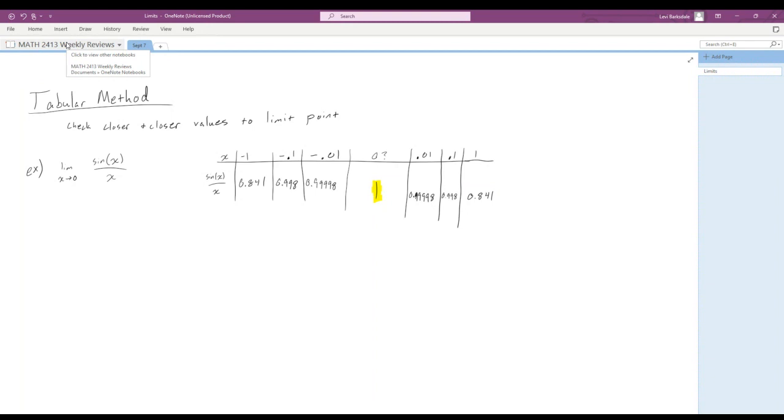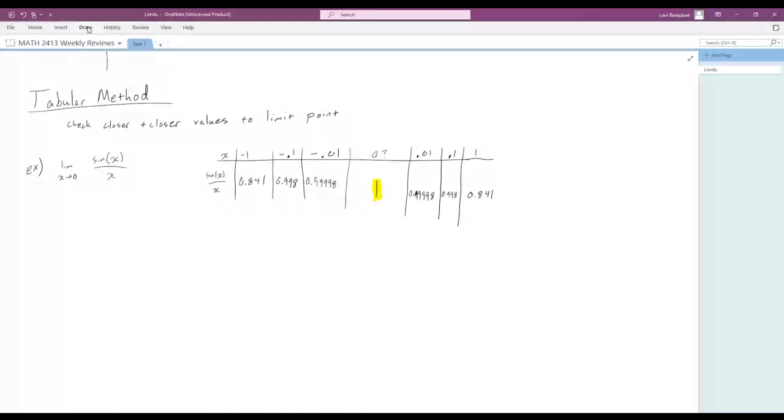The tabular method usually isn't exact. It's basically just there to give you an estimate. So a lot of it also just depends on how close are the values that you choose for here and here. If you choose more precise values, you'll get a more precise answer. If you choose less precise values, you won't get as precise of an answer.